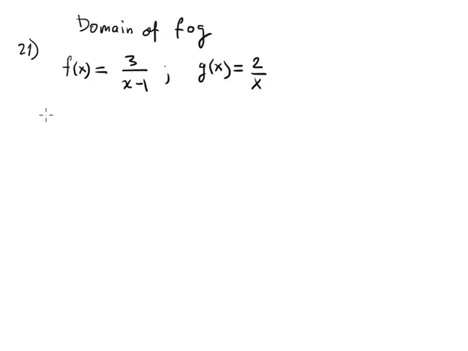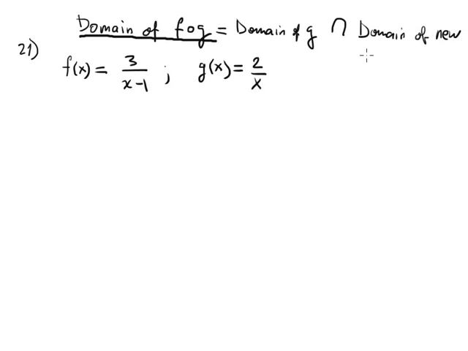Okay, 21. 21 is different. 21 is determine or find the domain of the composite function. And the domain for the composite function is equal to the domain of the first, so the domain of g, intersection the domain of the new expression.